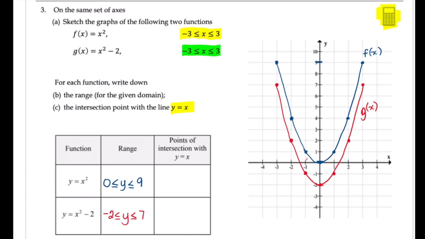We want to determine the point of intersection or points of intersection with the line y equals x. y equals x is the line that crosses the origin. So here I see 2 points for the f of x function and 2 points for the g of x function.